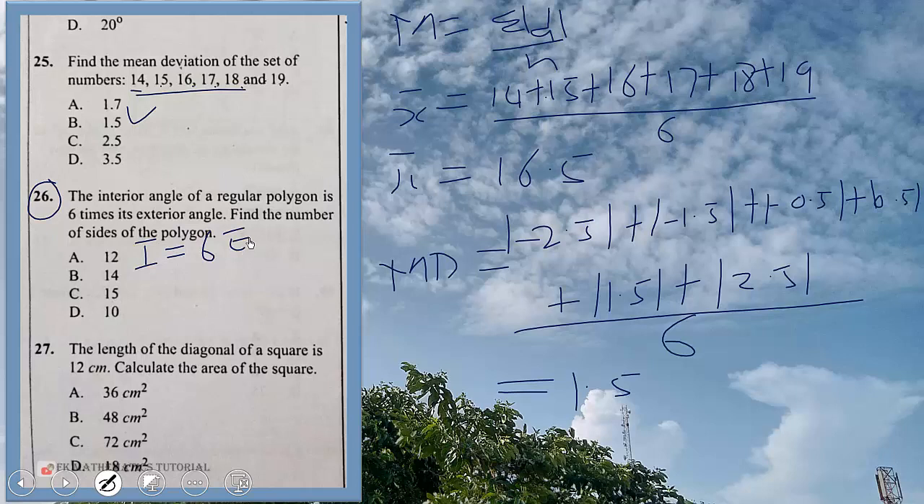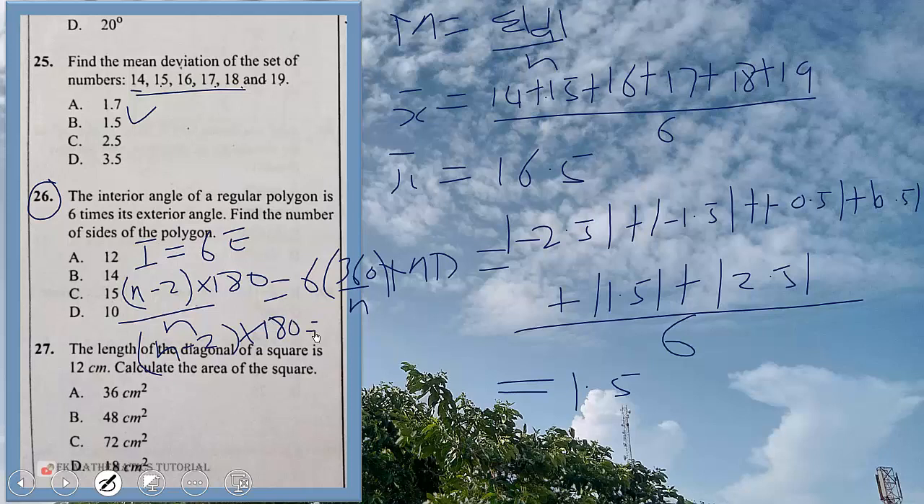So interior angle is given by (n minus 2) times 180 over n, which is equal to 6 times 360 over n. So 1 over n is common to both sides, so we multiply through by n so that we get rid of 1 over n. We are left with (n minus 2) times 180 is equal to 6 times 360.